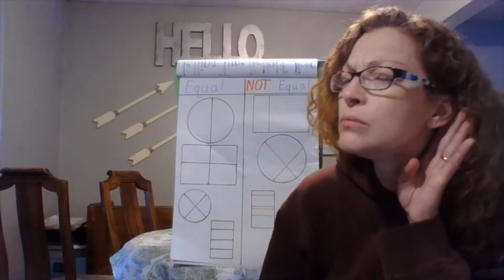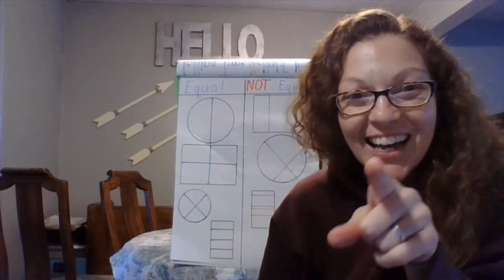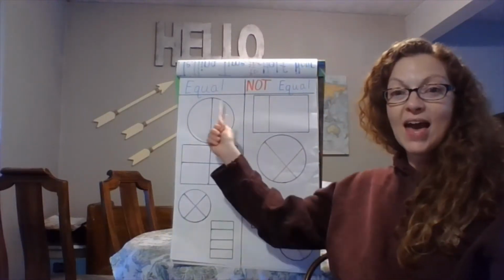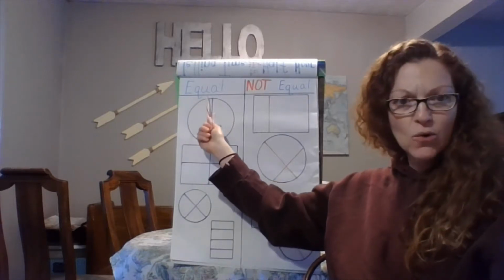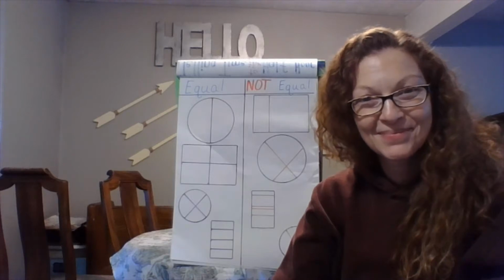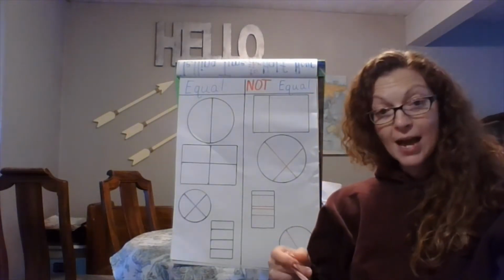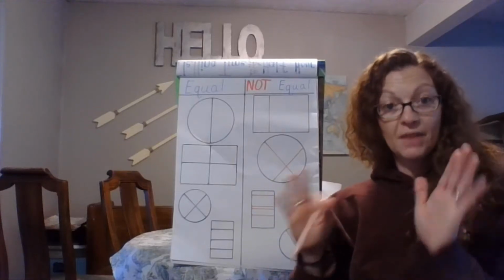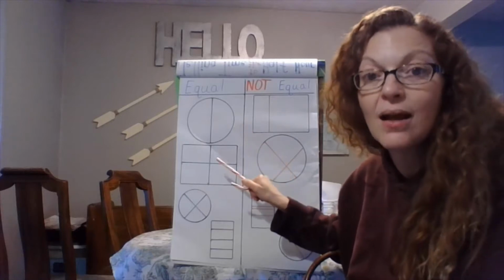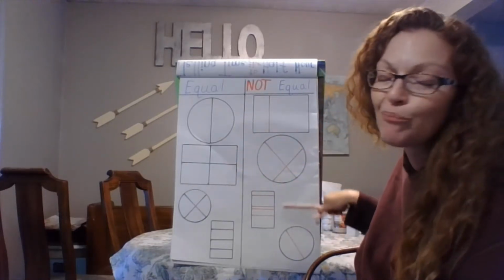Say it louder, I didn't hear you. Who said no? I knew it was you. Nice job. No, they have to be equal. What does equal mean? You're right. It means they're the same size. So fractions, the most important thing is that when you divide up a shape, they have to be the same size. Can we make fractions out of these?